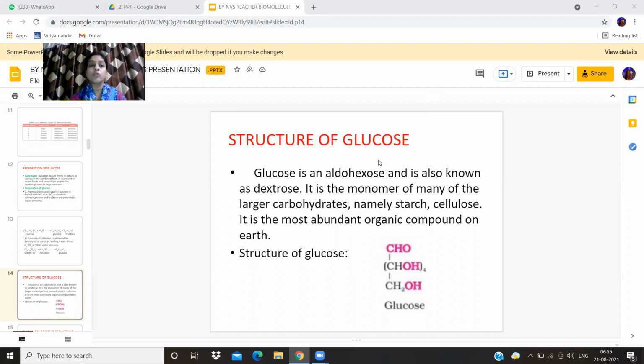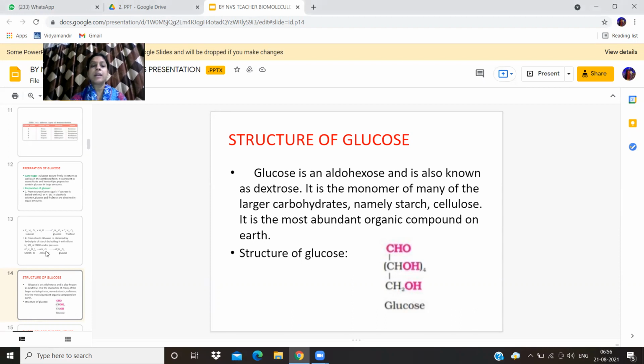So if we are talking about glucose, as all of you know, it is an aldohexose, and it is also known as dextrose. Okay beta, और ये sweet sugar भी होता है. It is the monomer of many larger carbohydrates like starch, cellulose, and basically it's a very abundant organic compound on earth. As you can see here, its structure is like this: CHO, CHOH whole 4, CH2OH. So आपके इसमें aldehydic group होता है, that's why, and 6 carbons in total are there, so that's why it is known as aldohexose. ठीक है बेटा.